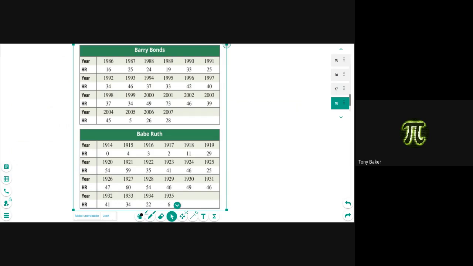Anybody completely not know anything about baseball? Please tell me you guys know who Barry Bonds and Babe Ruth are. No, I had a class last year that had no clue. The whole class had no clue about sports. It was like, huh?